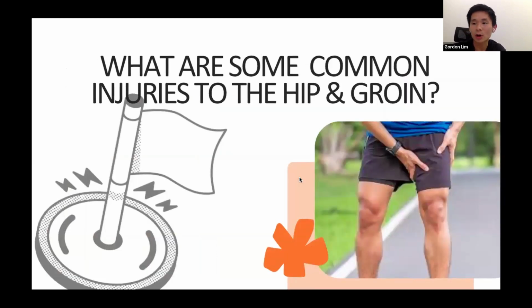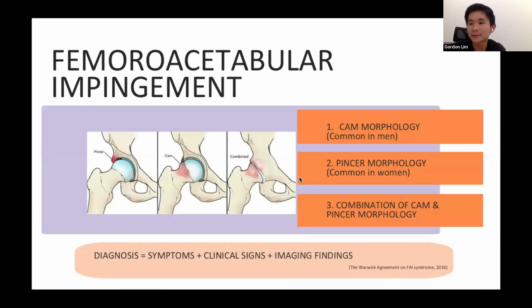So what are some of the common injuries to the hip? We will first talk about FAI. As mentioned earlier, FAI is a motion-related condition of the hip involving premature contact between the acetabulum and the proximal femur, which may result in some symptoms. There are generally two types of impingement, known as the cam and pincer morphology. In some cases, there is also a combination of these two types of impingement.